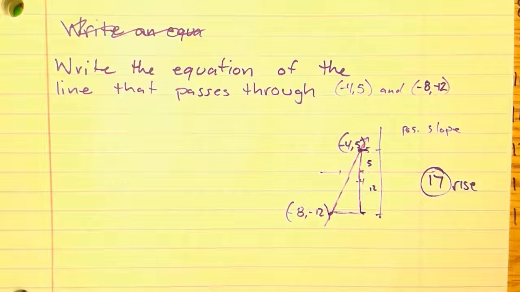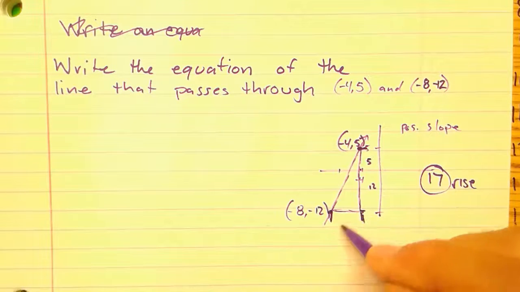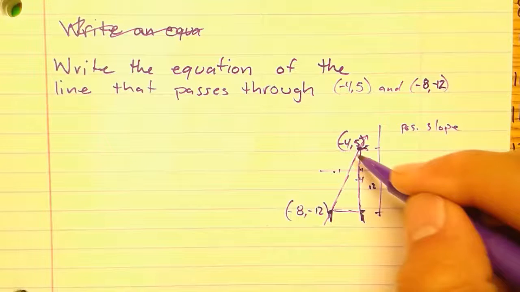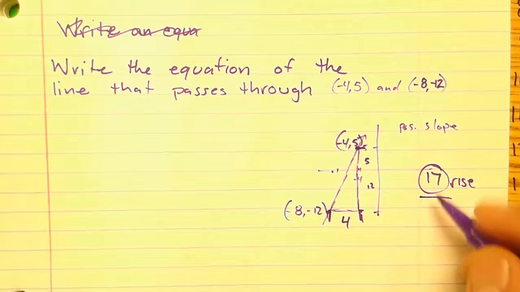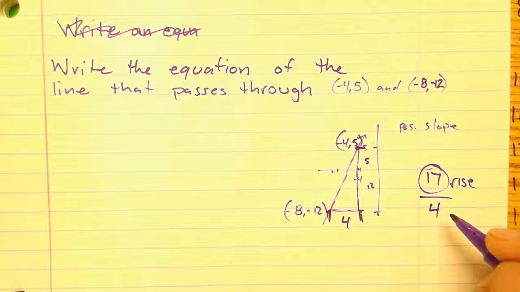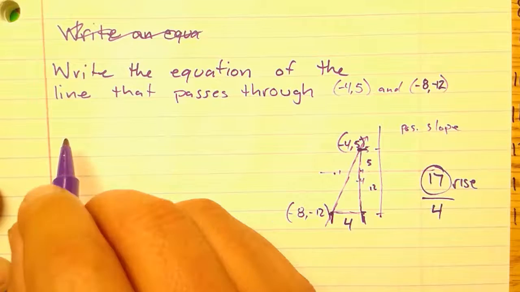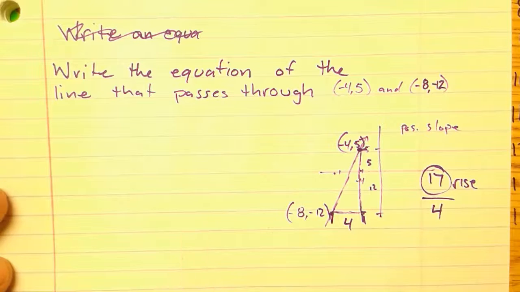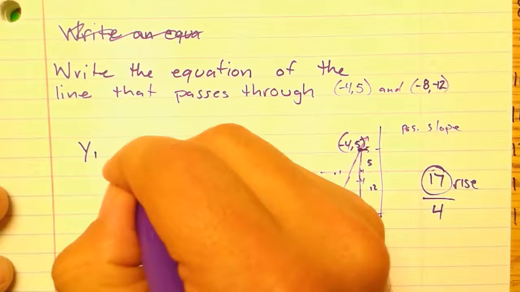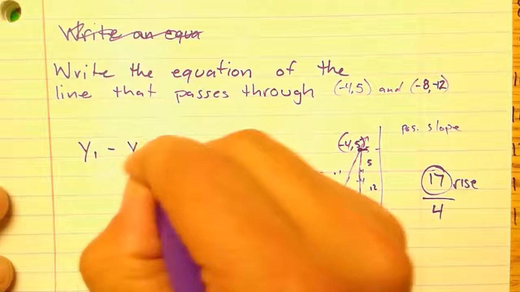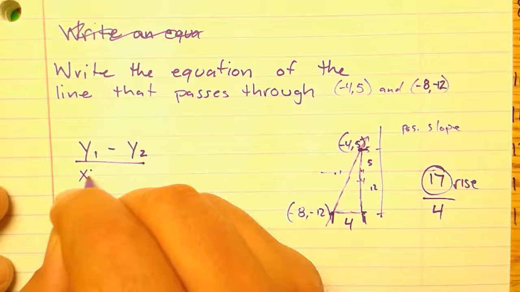And my horizontal movement is from here to here. So that goes from -8 to -4. That is a distance of 4. So my slope is actually 17 over 4. One of the ways that I can do this, and we've seen back in Unit 2, maybe Unit 3, was we took y1 minus y2 over x1 minus x2.